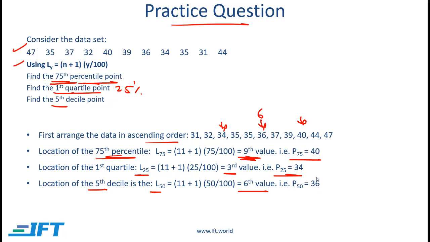So fairly straightforward. You need to remember this formula, which is basically the location of the yth percentile is n plus 1 into y over 100. Based on this, you get the location, and then using that location, you can easily get the value. As I mentioned before, if your location is not a whole number, let's say your location is 6.5, then you look at the 6th number, the 7th number, and then interpolate to come up with a value in between these two.